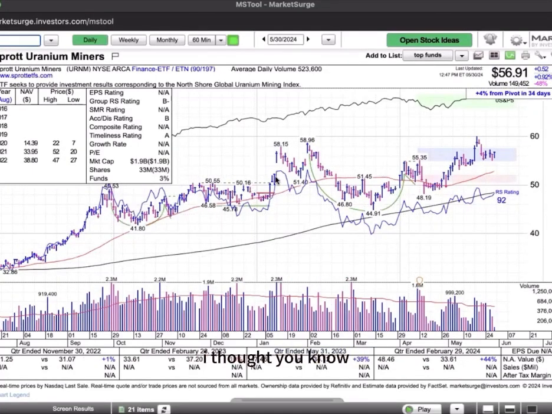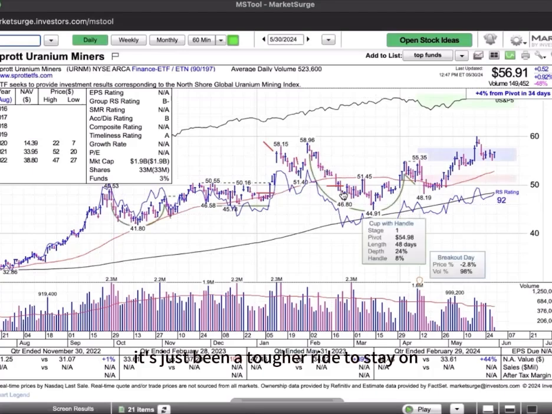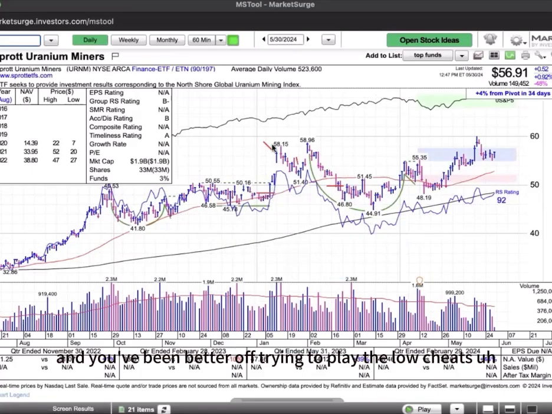If you were to add, I thought we only de-risked some of this and wound up getting stopped, sort of a break even over here on the rest. Well, again, my fundamental view, I'm heeding the technicals. I knew some people who bought this breakout, or we tried it here. It's just been a tougher ride to stay on. You've been better off trying to play the low cheats than when they're a bit more obvious.